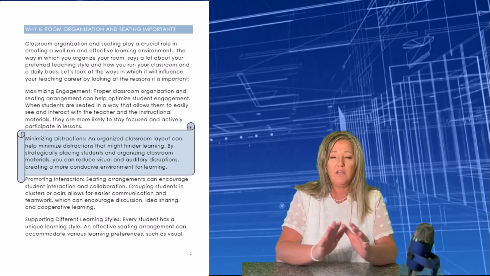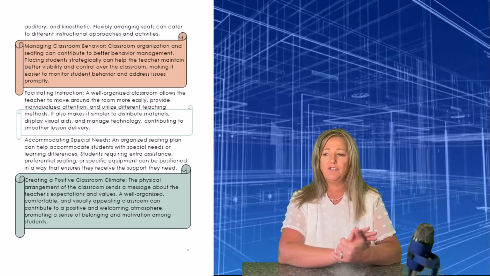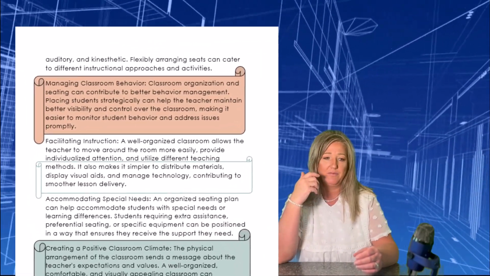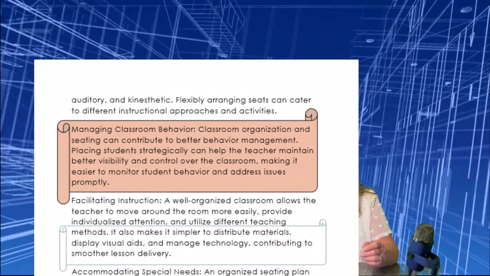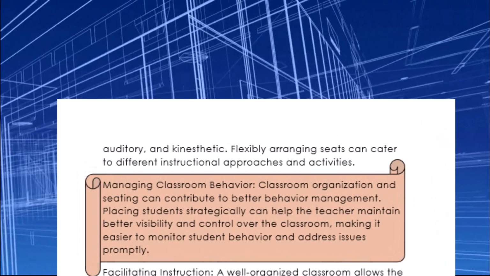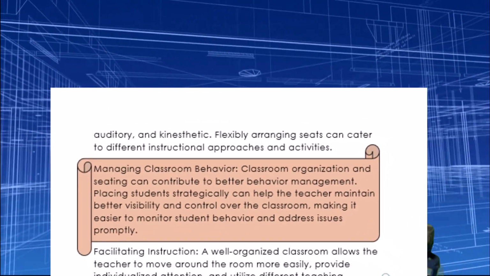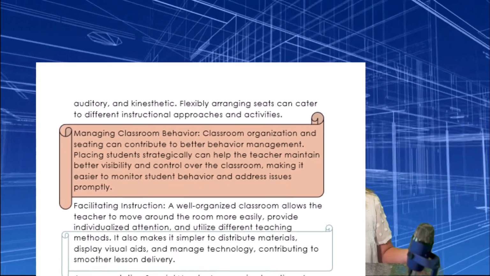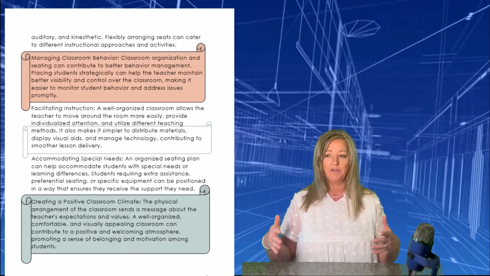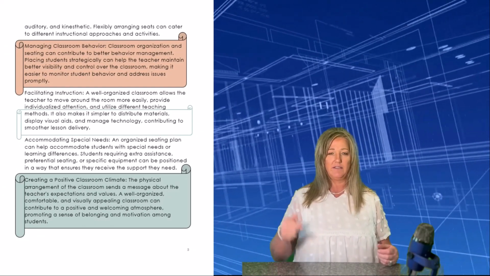Secondly, this really can help you manage your classroom behavior. Classroom organization and seating can definitely contribute to better behavior management. Strategic placement of students can help you maintain better visibility over your students, better visibility over your room at large, and in the end that helps you control what's happening in your classroom because frankly you see it and you take care of issues because you are seeing it and you're minimizing and monitoring students before behaviors really get a chance to get in and cement themselves.